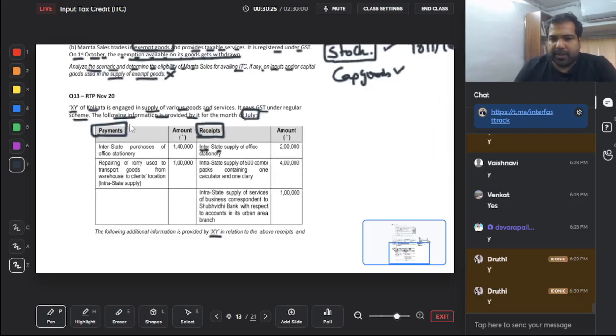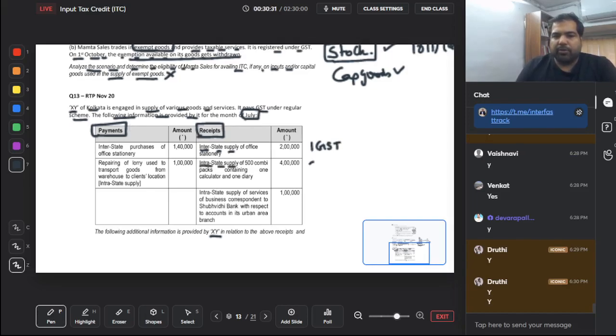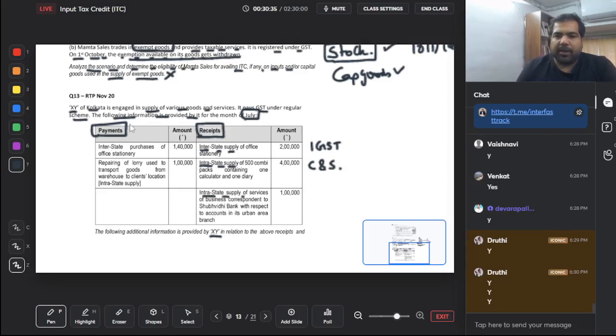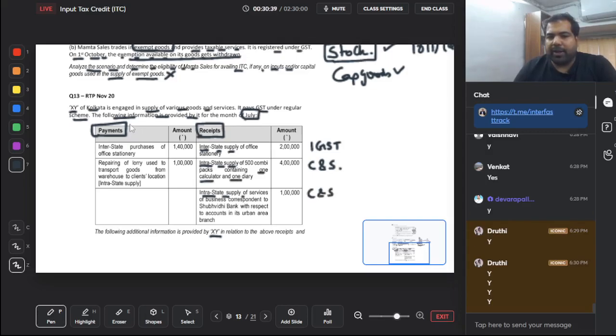This is interstate supply. So will it lead to IGST? Yes. Intrastate supply, will it lead to C and SGST? And intrastate supply, again, will it lead to C and SGST? Yes. One calculator, one diary, so mixed supply. And this is a business correspondent to a bank in urban areas. Guys, will this be under RCM? Yes. So you don't have to pay on this. The bank will have to pay. So this is not your liability. The bank will have to pay.